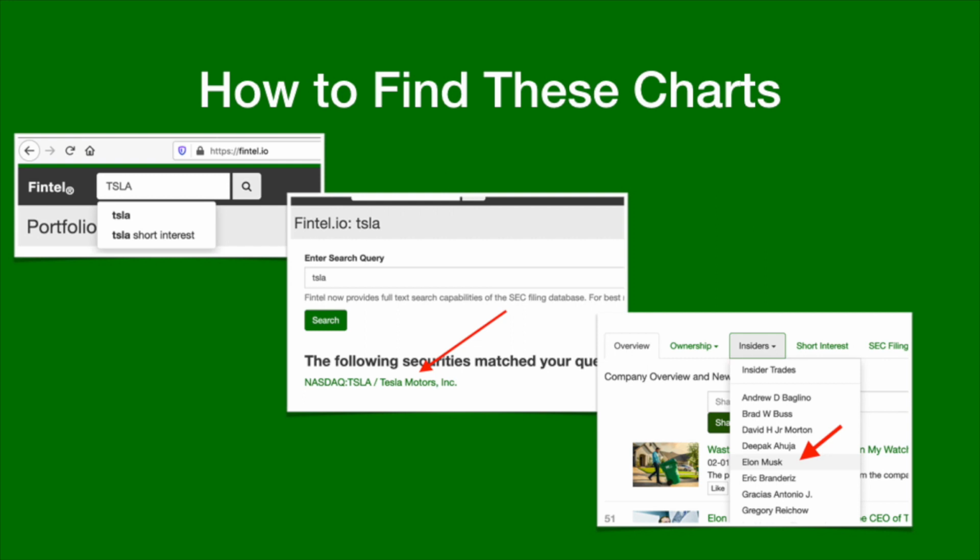If you click on the Tesla Motors link, it will take you to this third screenshot here, and you can see how I've selected the tab Insiders, and on that tab shows you all of the insiders available for Tesla. You can click on Elon Musk and see what his trade performance is.